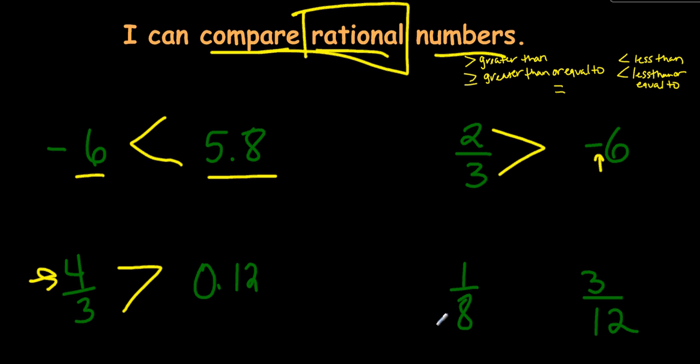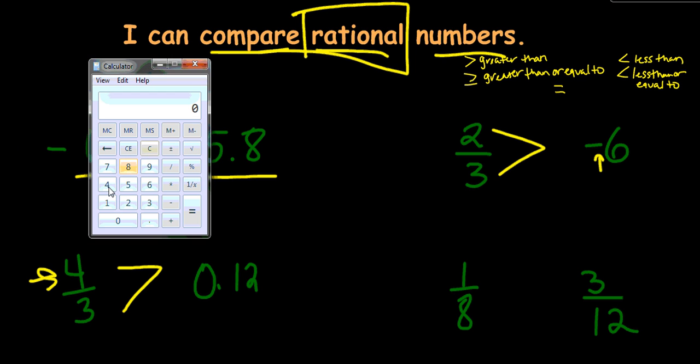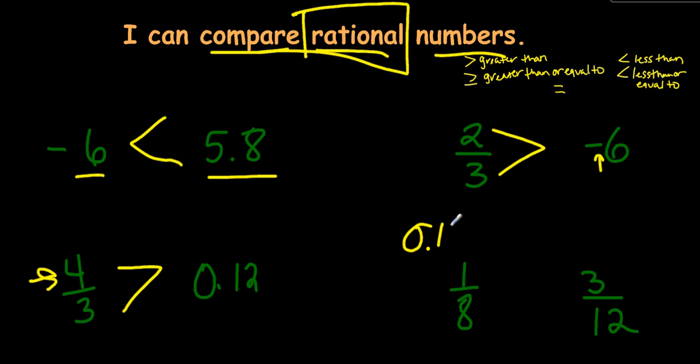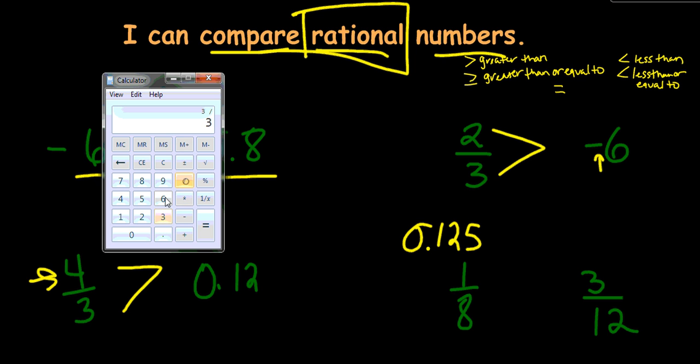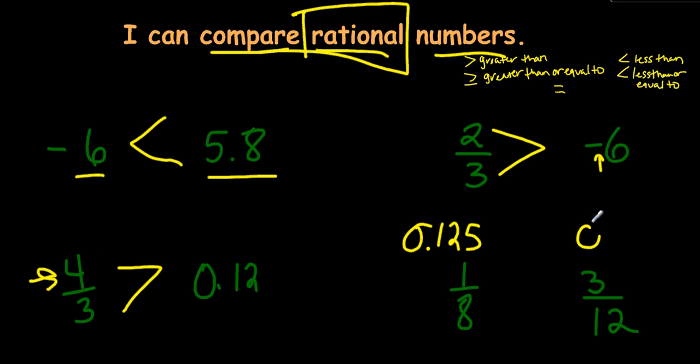Now I go over here and I have 1/8 and 3/12. I'm going to tell you, sometimes what I like to do is turn to my calculator, and I'm going to pop 1/8 in there and see what it is as a decimal. And I find out it's 0.125, or 125 thousandths. And I'm going to do the same for my 3/12. And I look at that and I have 25 hundredths.